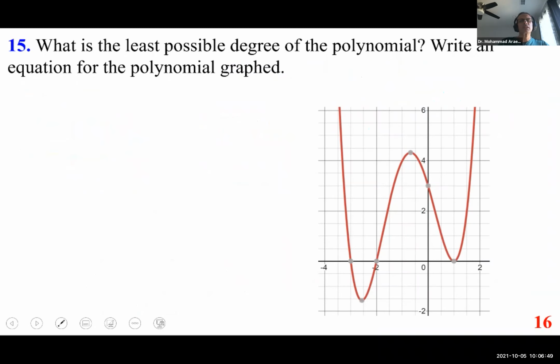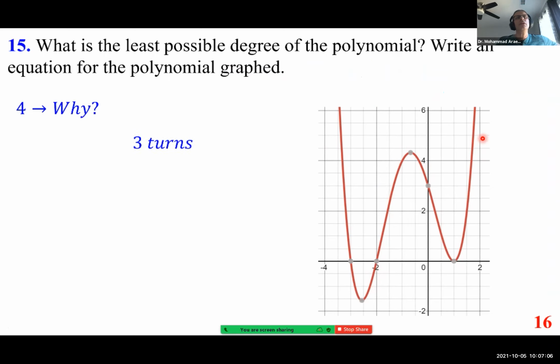What is the least possible degree of the polynomial? Write an equation for it. Well, there is 1 term, 2, and 3 terms. Minimum of 3 plus 1, 4, because there are 3 terms.